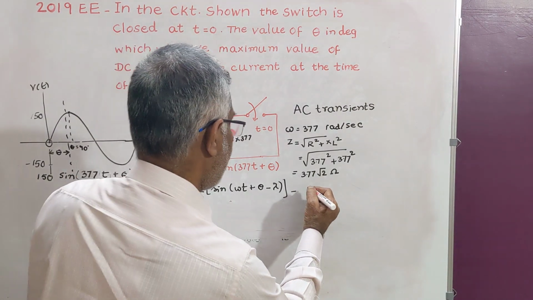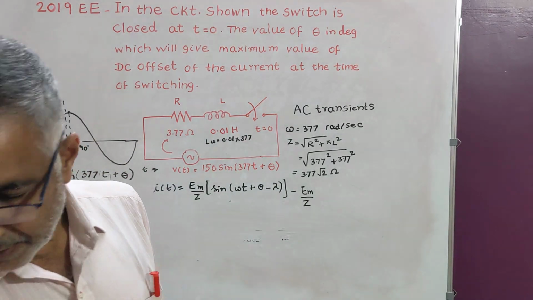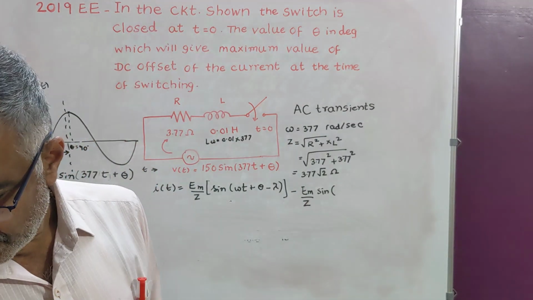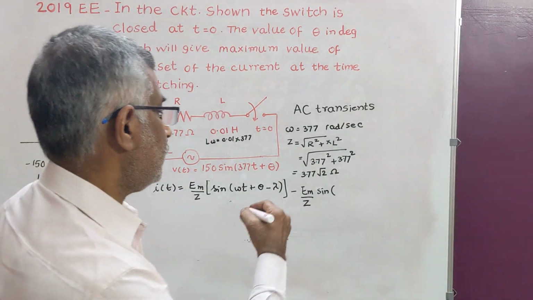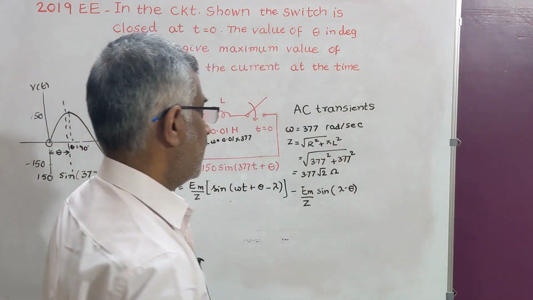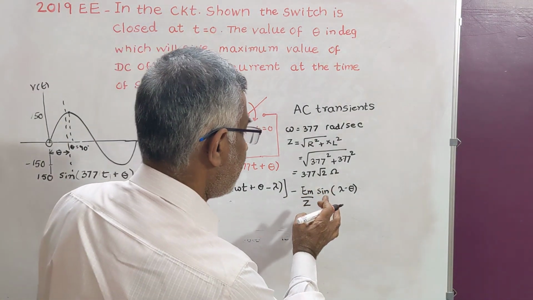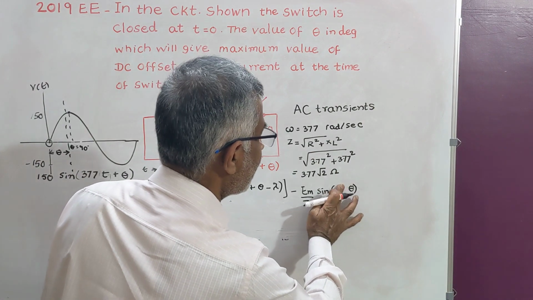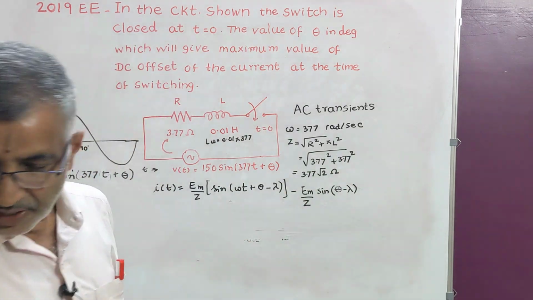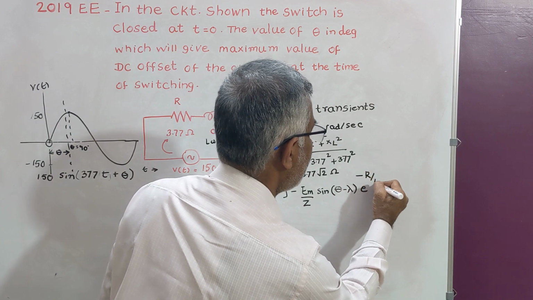minus Em by Z sin(lambda minus theta) e power minus R by L t.